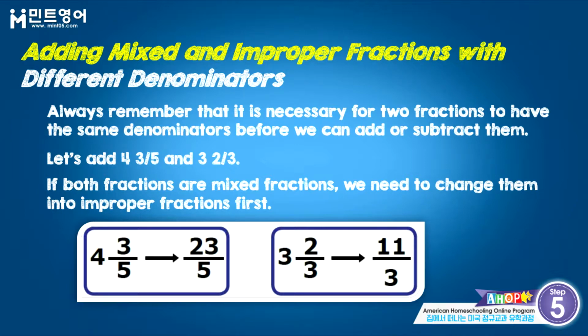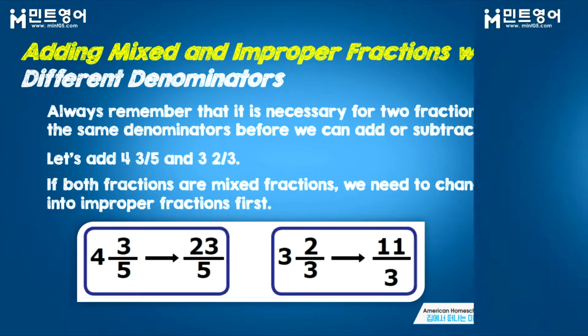Let's add 4 and 3/5 and 3 and 2/3. 우리는 4와 5분의 3 그리고 3과 3분의 2를 한번 더해 보도록 하겠습니다. If both fractions are mixed fractions, we need to change them into improper fractions first. 두 분수가 혼합 분수일 경우 먼저 분수를 부적절한 분수로 변경해야 합니다.